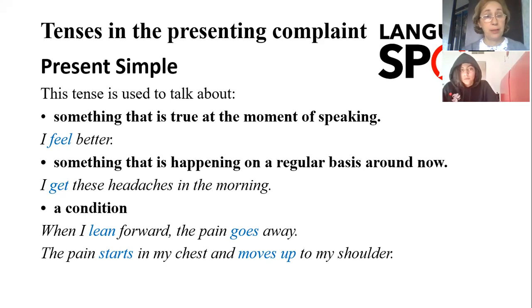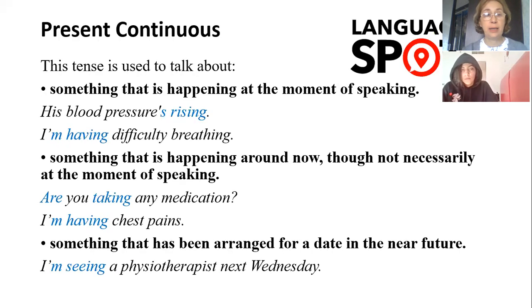So this is about the present simple tense and the present continuous. The present continuous is used to talk about something that is happening at the moment of speaking, like his blood pressure is rising.